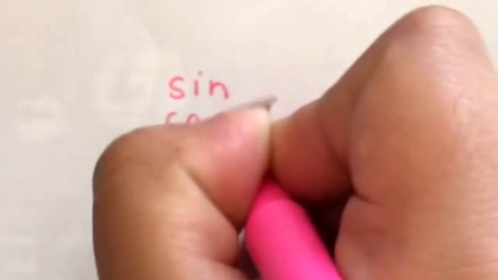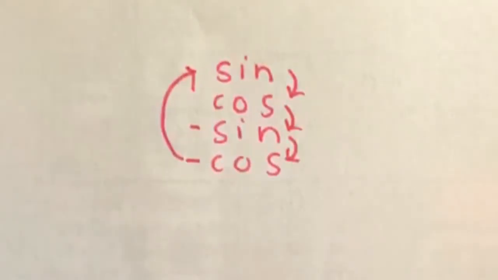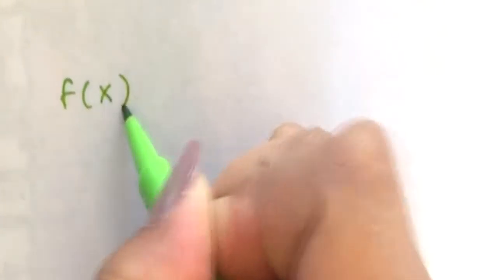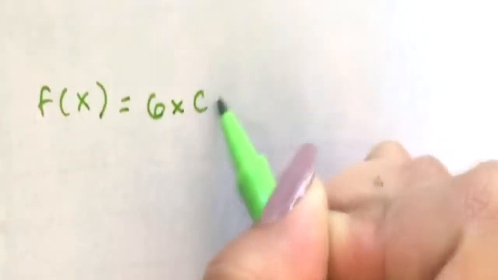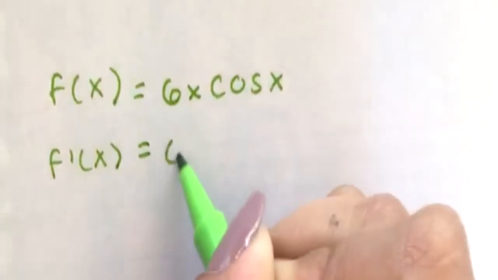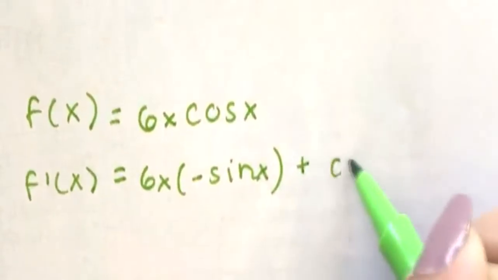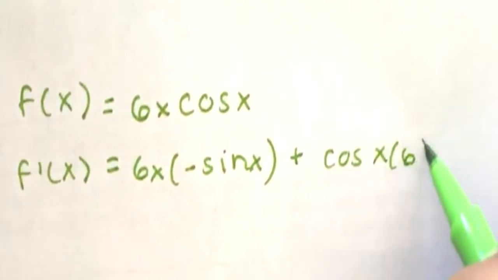Next, we are doing trig functions. An easy way to remember trig functions is sine, cosine, negative sine, and negative cosine. The arrows indicate the derivative of the function above. Our first function for trig derivatives is f of x equals 6x times cosine x, and to find the derivative, you use product rule, which is 1 prime 2 plus 2 prime 1, and the sine cosine chart.